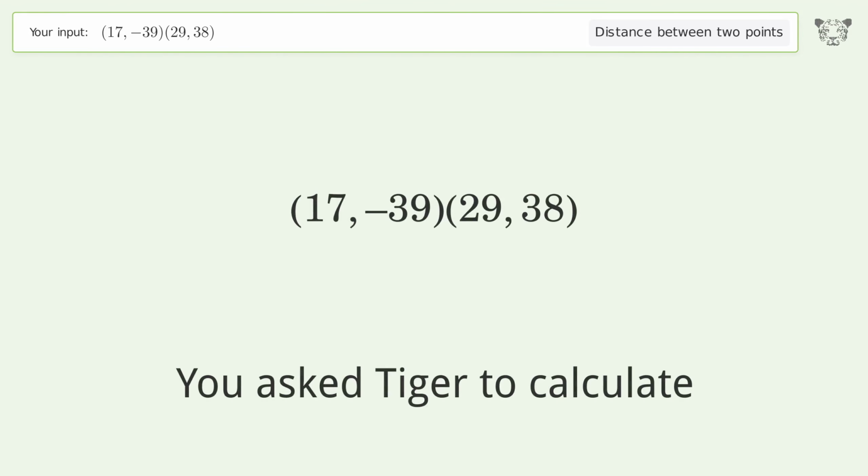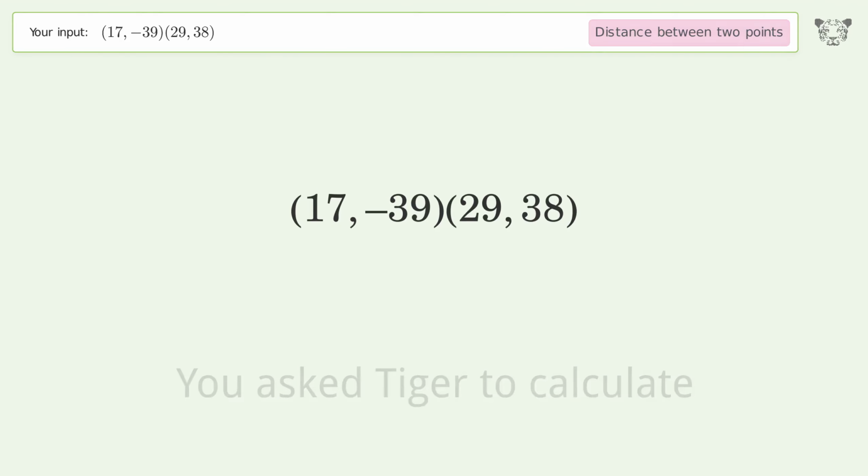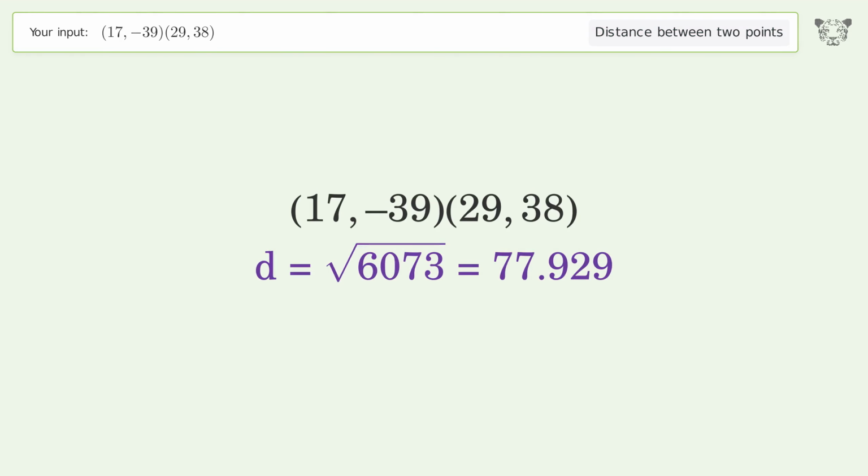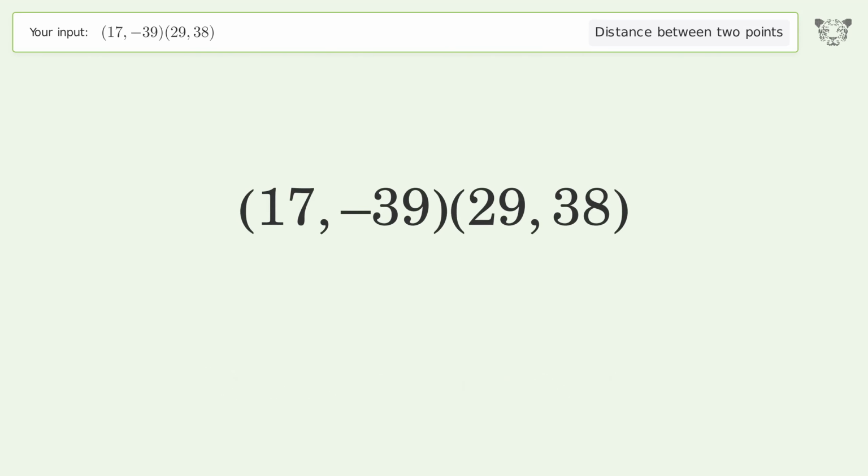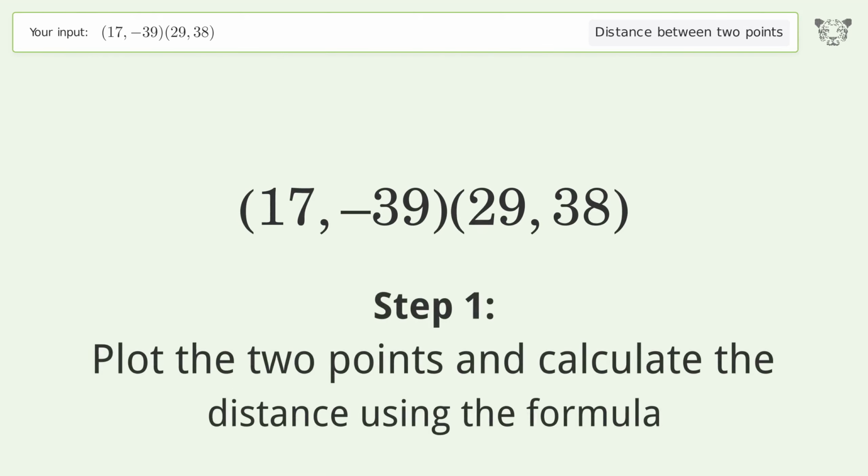You ask Tiger to calculate. This deals with the distance between 2 points. The distance between the 2 points is the square root of 6073, or 77.929. Let's solve it step by step. Plot the 2 points and calculate the distance using the formula.